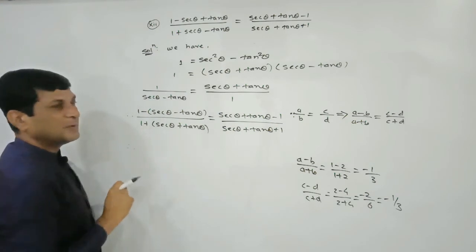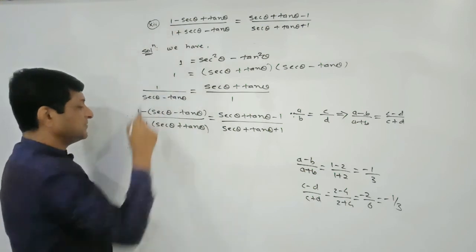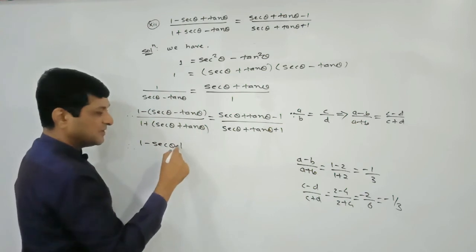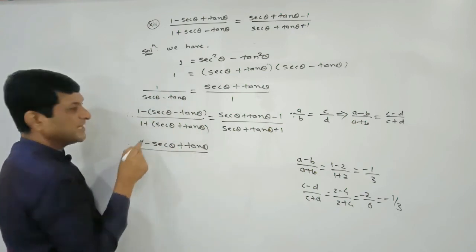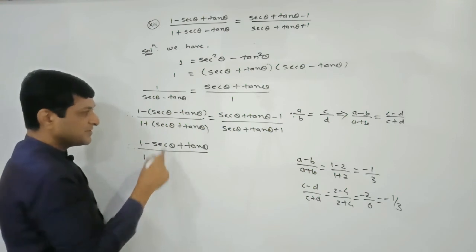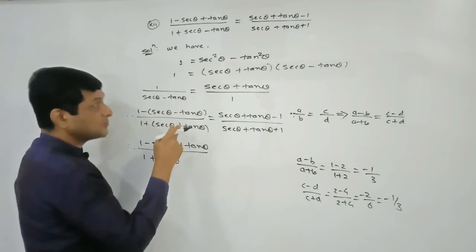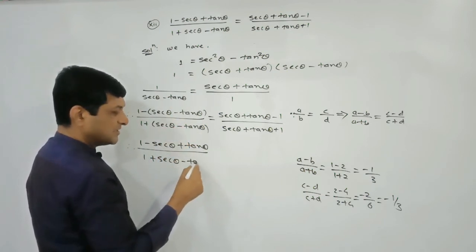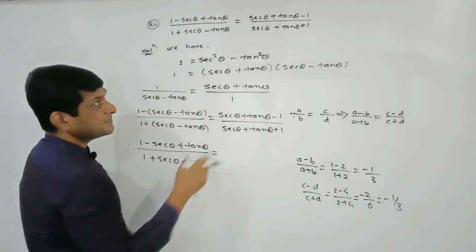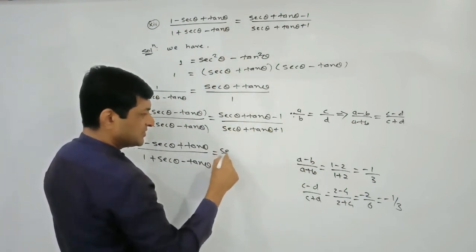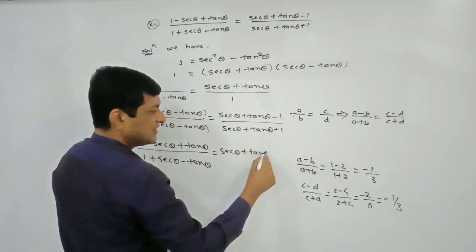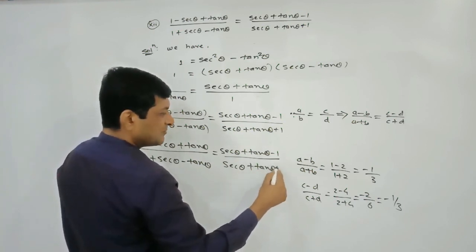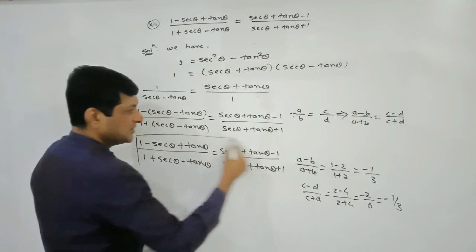Now let us simplify it. Keep 1 as it is, as 1 will be required here. Minus into sec theta will be minus sec theta, and minus into minus will become plus tan theta. Now in the denominator also, open the bracket: 1 plus into sec will be plus sec theta, and plus into minus tan theta. Sorry, here minus is there, so it is minus tan theta. On this side we have already got the right hand side, so don't disturb it: sec theta plus tan theta minus 1 divided by sec theta plus tan theta plus 1, and this is nothing but the result which we have to prove.